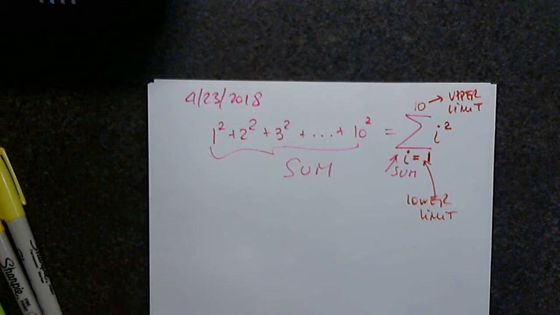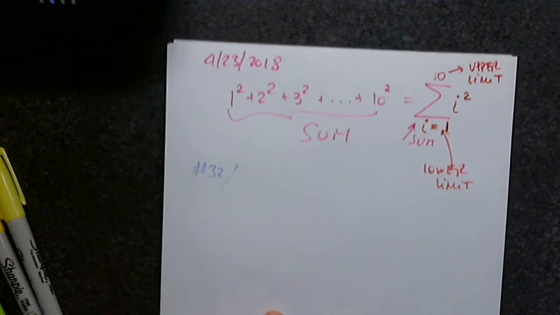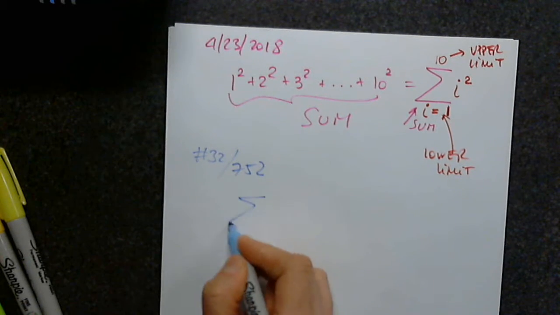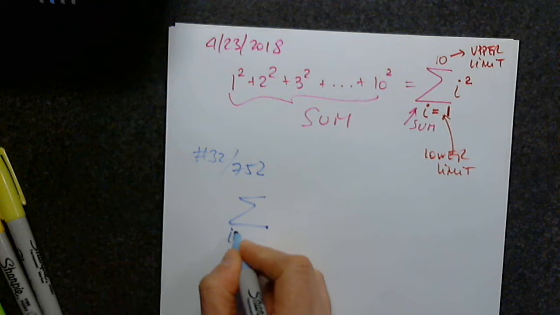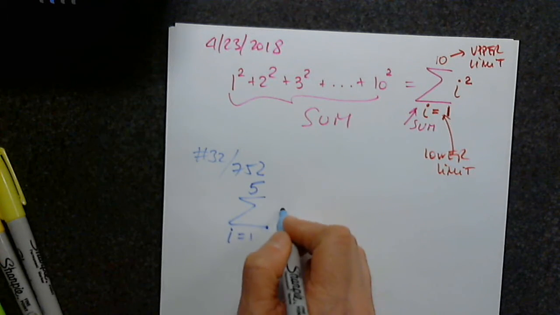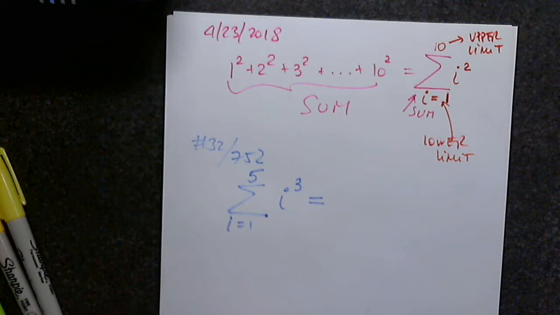Okay, I want to look at a few examples. We are on page 752. Find each indicated sum. For example, problem 32 on page 752. We are given the sum. Now they use I, we can use any other letter. I to the third. Find each indicated sum.